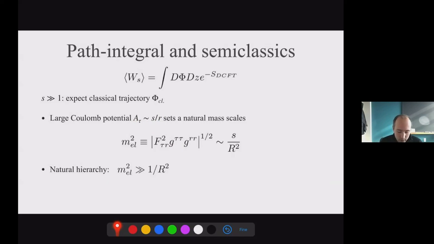And this large electric field will naturally set a hierarchy between this mass scale and the compactification scale of the manifold. And in the presence of such hierarchies, we are used to think that there must be some effective field theory description.